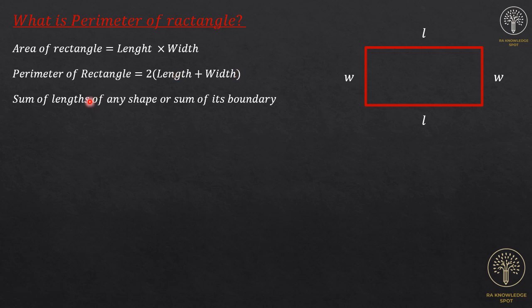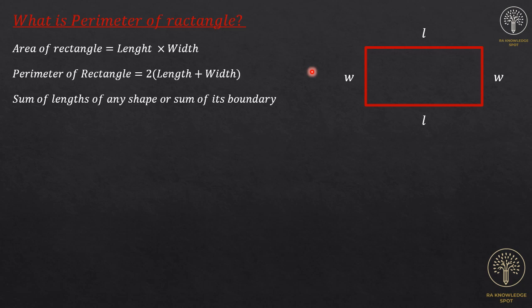Perimeter is the sum of the lengths of any shape, or the sum of its boundaries. If you want to find the perimeter of any shape, whatever it looks like, regular or irregular, you just have to sum all the sides or the boundary. Boundary means the outer shape, not the inside. The inside, the material, is called the area. But the boundary or the outer side is called the perimeter, or P for perimeter.